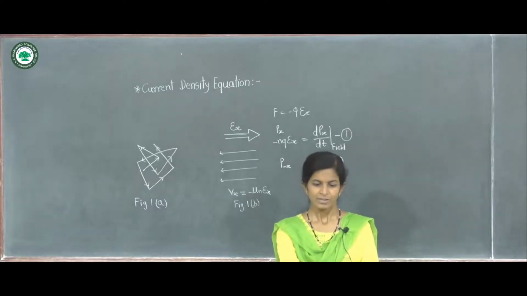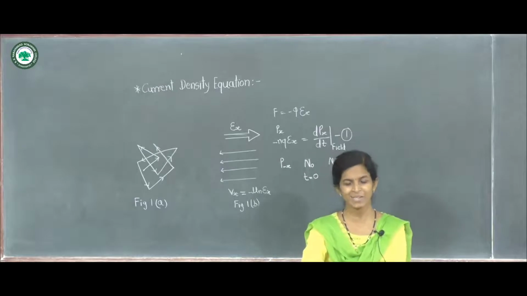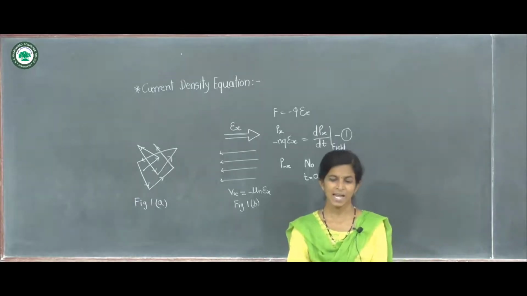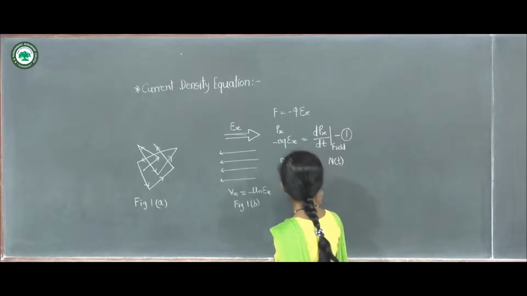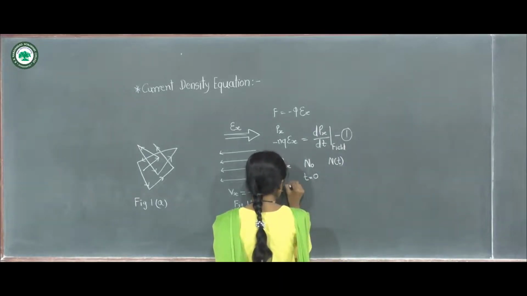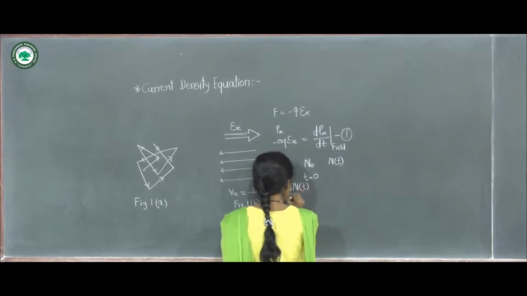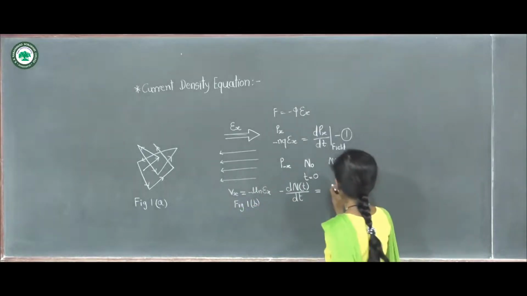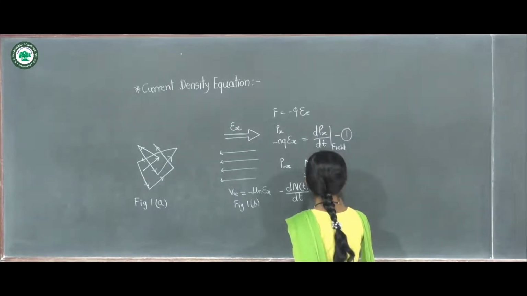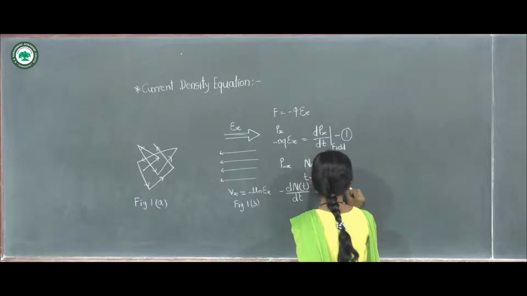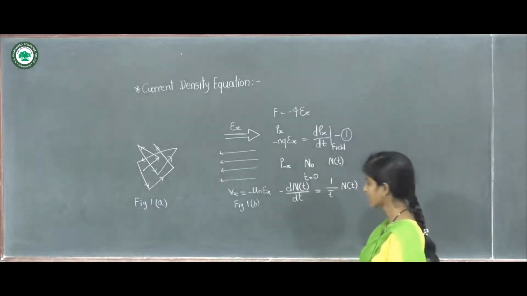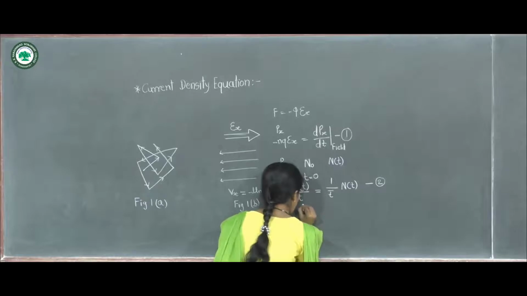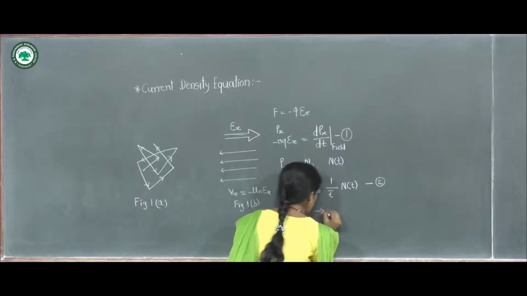So the decrease in n of t at any time t is proportional to the number of electrons left unscattered at time t. So one may write minus d n of t by dt is equal to 1 upon t bar into n of t. So this is equation number 2, in which t bar inverse is the proportionality constant.